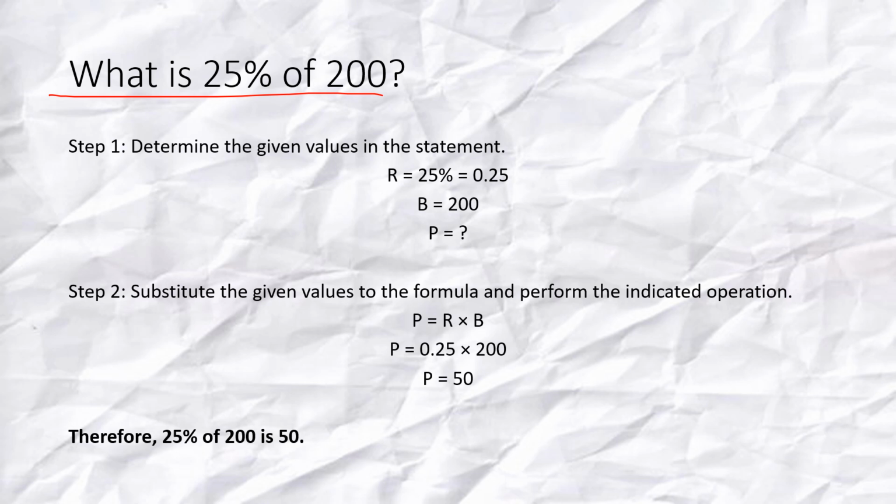What is 25% of 200? So again, let us determine the given values. R here, or the rate, is 25%. In decimal, that is 0.25. Your base is 200 and your percentage is unknown. Substitute the values in the given formula. P equals R times B. Rate is 0.25. Base is 200. Multiply these two values, we now have percentage equals 50. Therefore, 25% of 200 is 50.